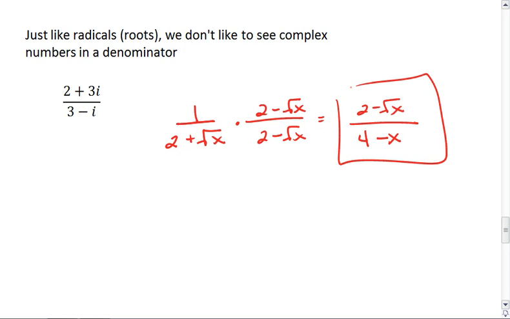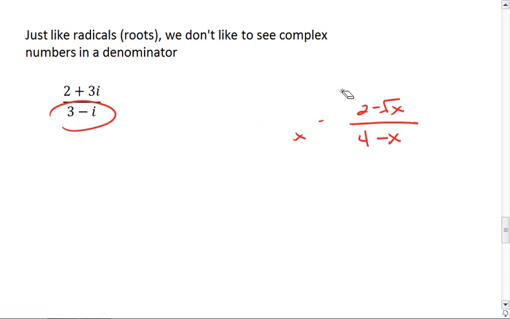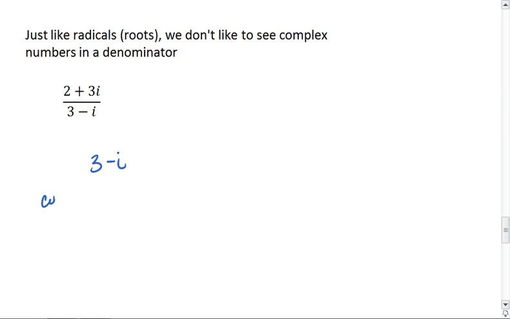We follow the same train of thought when we have a complex number in the denominator. We don't like to see complex numbers in denominators either. So what we're going to multiply by is the complex conjugate. So if our denominator is 3 minus i, then the complex conjugate is 3 plus i.